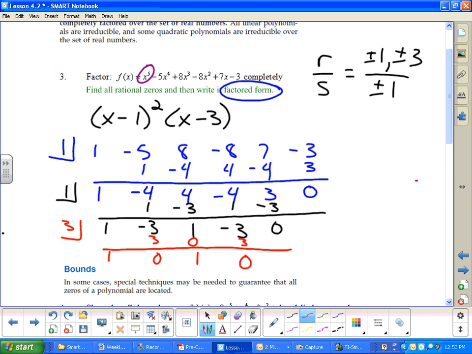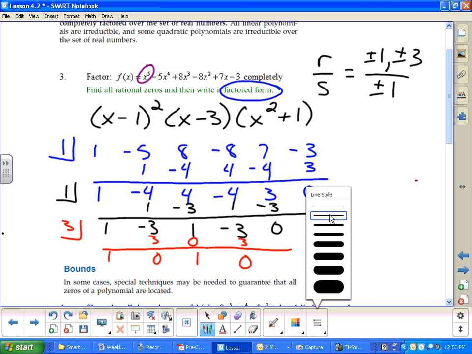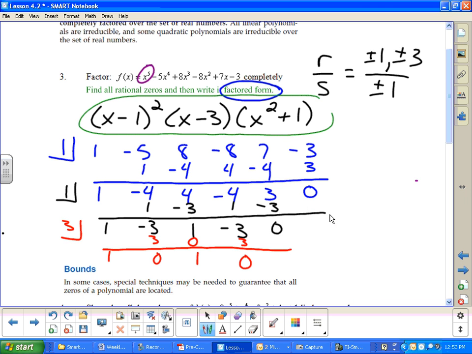So when I get done with this, what does that 101 represent? X squared plus 1. Can you factor x squared plus 1? Are there any zeros from x squared plus 1? No, there's not. So this would be my answer then. Okay, when it's in factored form, that would be it.